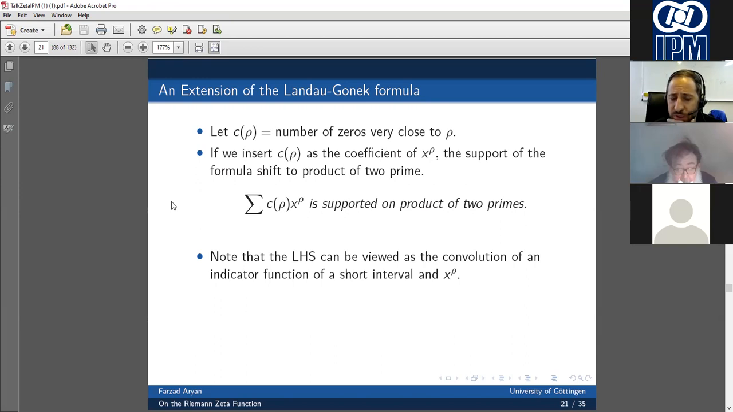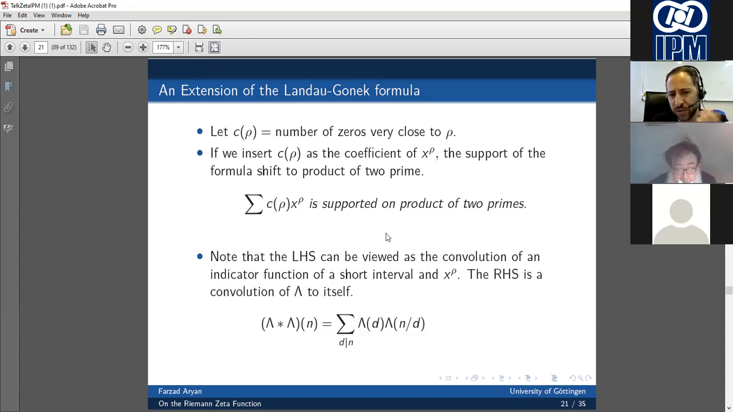So this is a point I want to make about justifying this. The sum I'm taking looks a little like a convolution of x to the power rho with a short interval around it, and I move this short interval around the imaginary axis. On the right-hand side, the product of two primes is basically the convolution of the von Mangoldt function with itself, which is non-zero if n is a product of two primes. So that's one way to explain it, an analytic way to explain it.